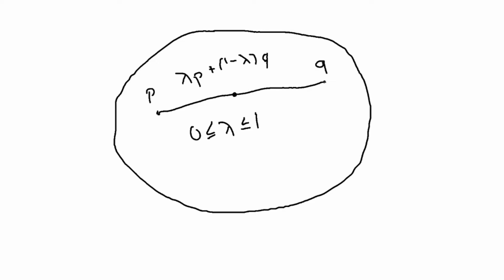Now, a convex set is one in which, for any P and Q in the set, the line between them lies entirely within the set. So the way to describe that line entirely is with this parameterization. That's what we will use for this problem. So what we will need to show is that for any P and Q in our set K, lambda P plus 1 minus lambda Q is also in K for all lambda between 0 and 1.